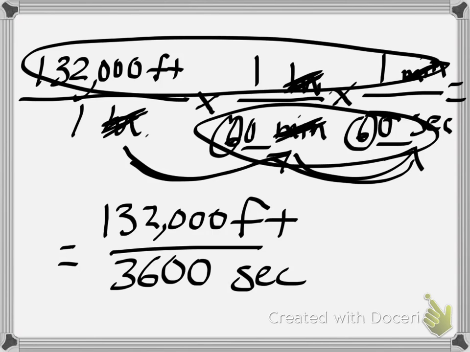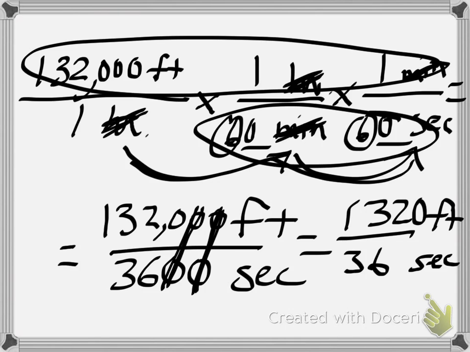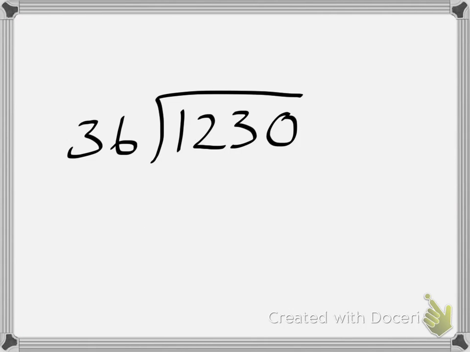So 3,600. Then we can start canceling out some zeros. So we end up with 1320 divided by 36. And then, of course, this is still feet per second. Okay. So 1320 divided by 36. Okay, I'm sorry, 1320. And then we're going to go ahead and have to see how to divide this.